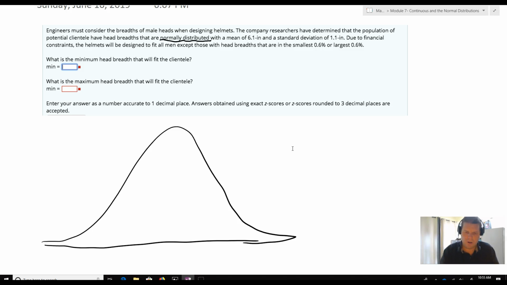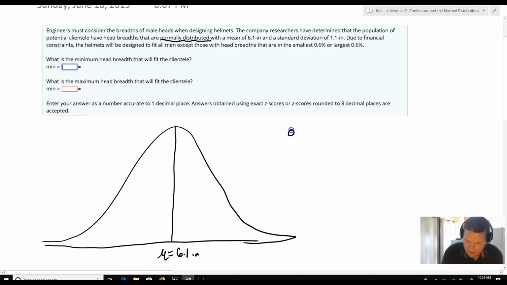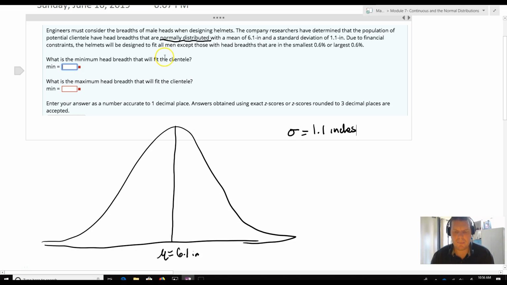It's symmetric and unimodal. In the middle, we're going to put the mean. The mean of this distribution is mu equals 6.1 inches. And over here, I'm going to put sigma equal to 1.1 inches. Now I'm going to look at this and ask, what am I looking for? Due to financial constraints, the helmets will be designed to fit all men except those with head breadths in the smallest 0.6% and the largest 0.6%.